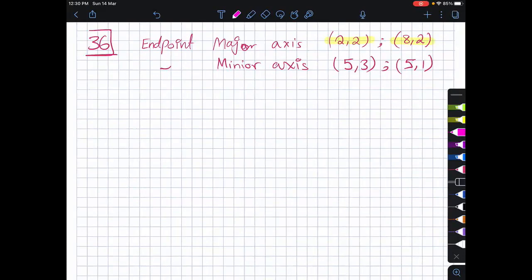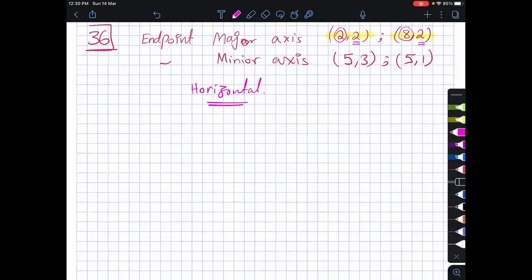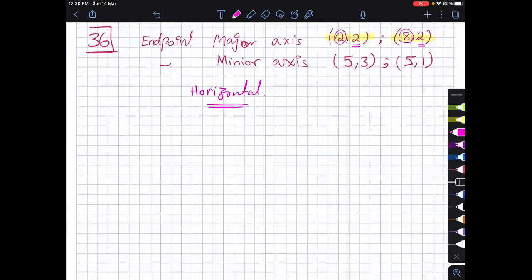This is the whole major axis. The y coordinates are constant, and only the x coordinates, 2 and 8, are changing. So it's horizontal, right? This is the whole major axis, so a is 3 because 6 divided by 2 is 3. This is a. a is 3.